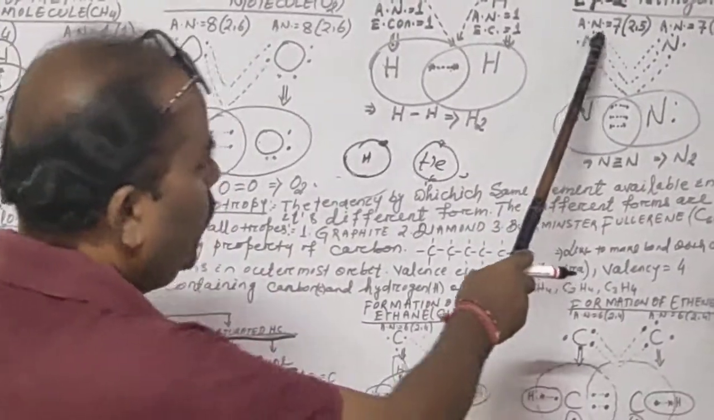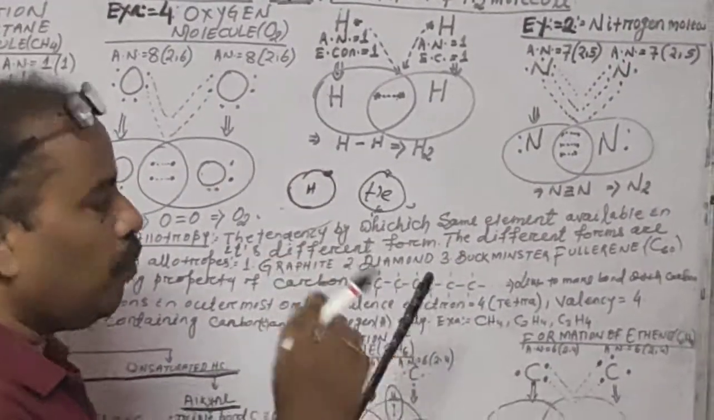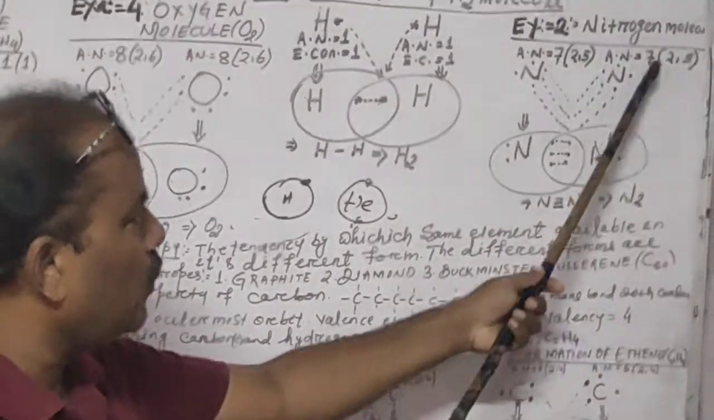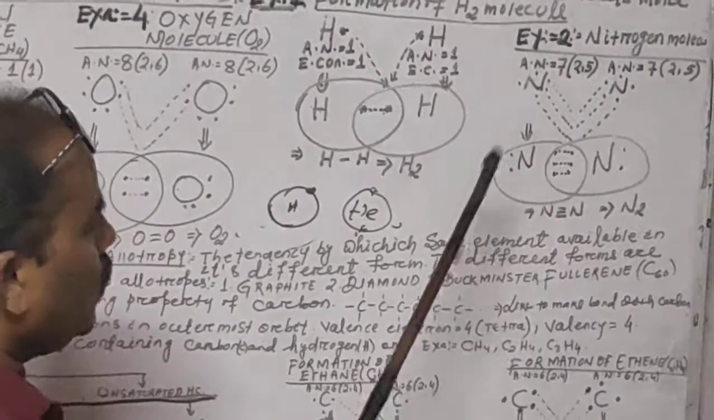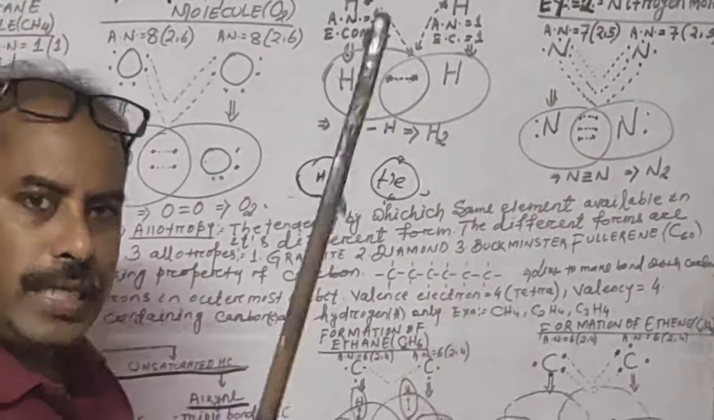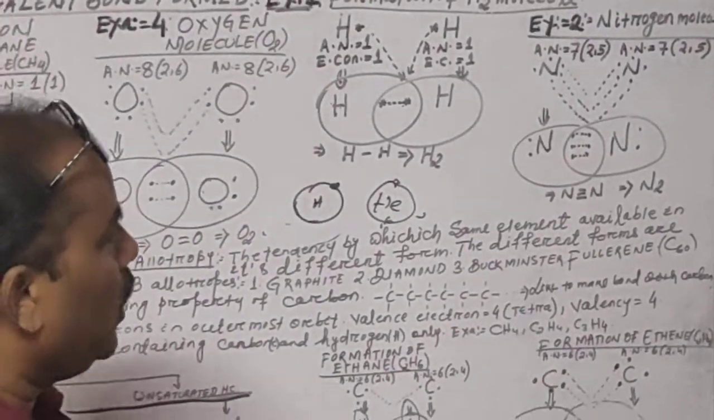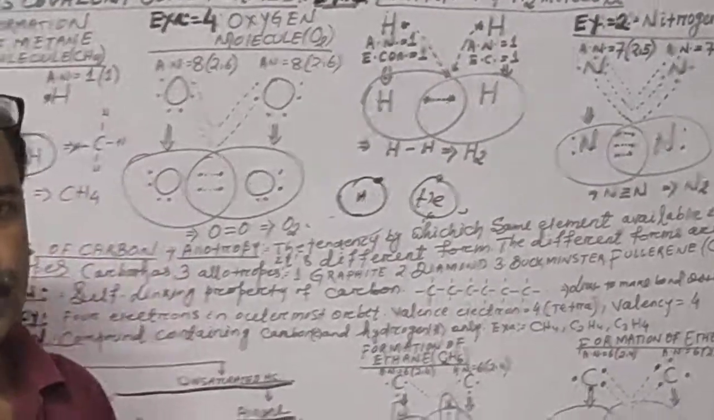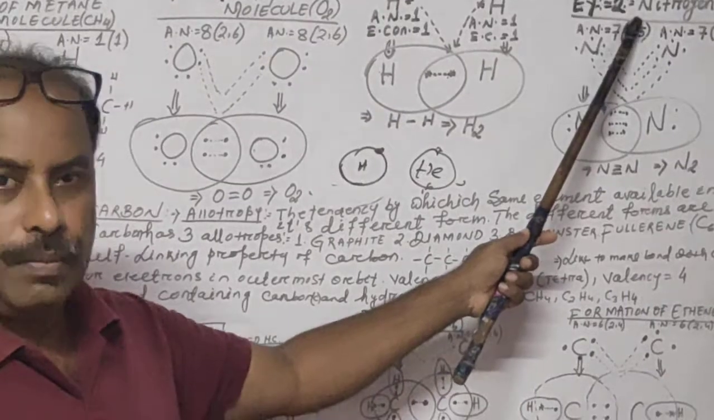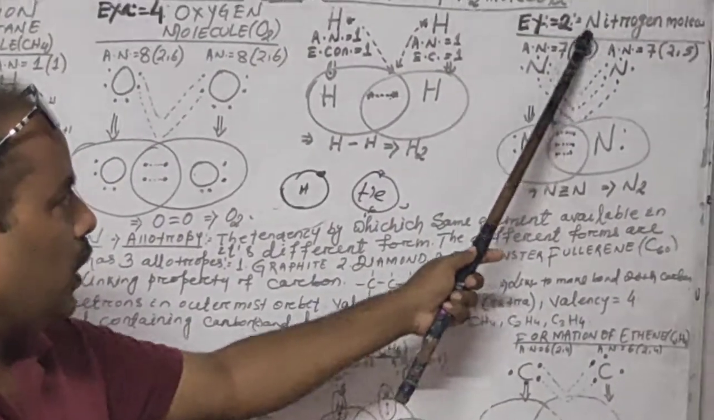Let us see. The atomic number of nitrogen is 7. So the electronic configuration will be 2, 5. First orbit 2, second orbit 5. Another nitrogen will also have 2 and 5. So this 2 and 5 means it needs 3 more to make itself stable. So 3 are required, but no one is there who will give the 3 electrons, so it has to receive. It cannot give because a non-metal cannot give. So it needs 3 more electrons to make itself 8.